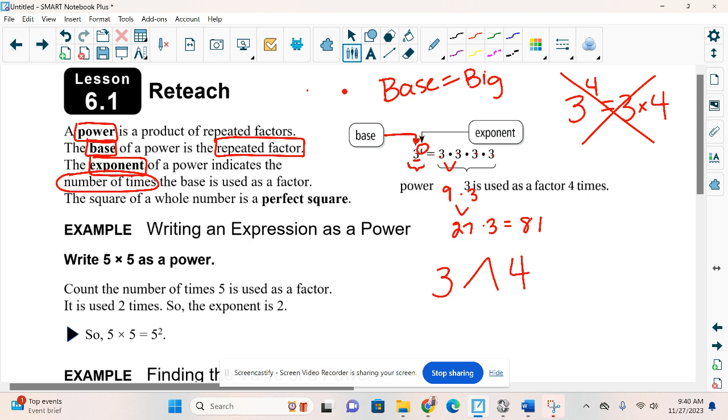The calculator does the work for you. If you don't see the mountain button, you need to ask a friend to show you where the mountain button is so you know how to do it. Okay? All right.